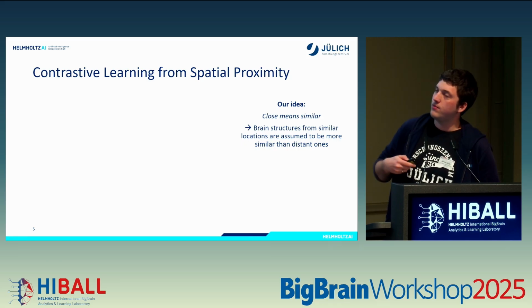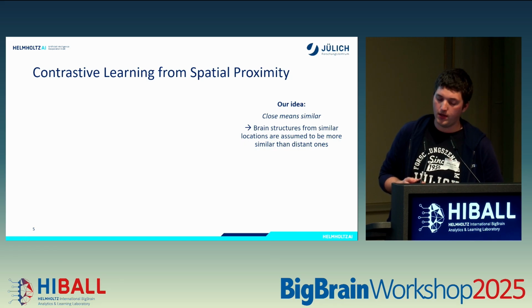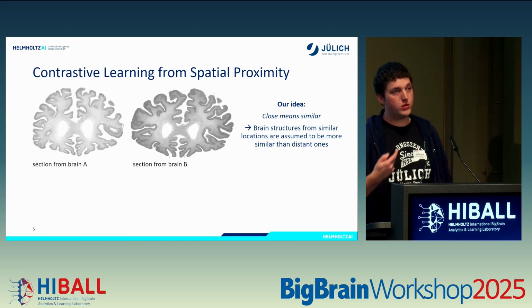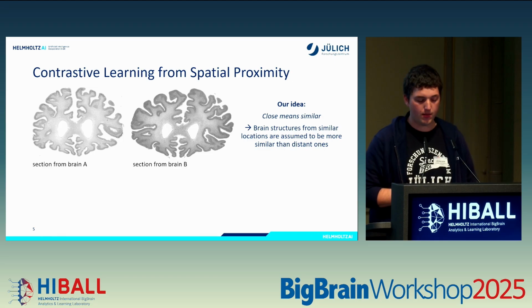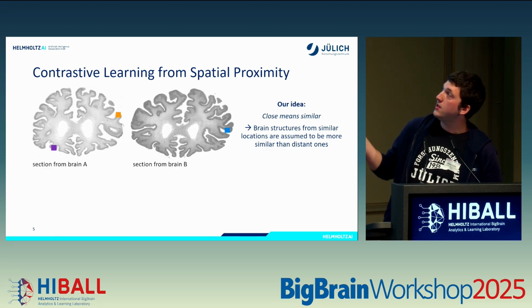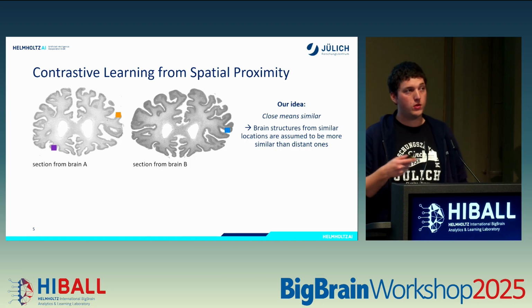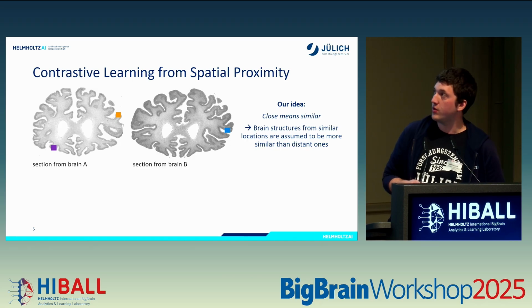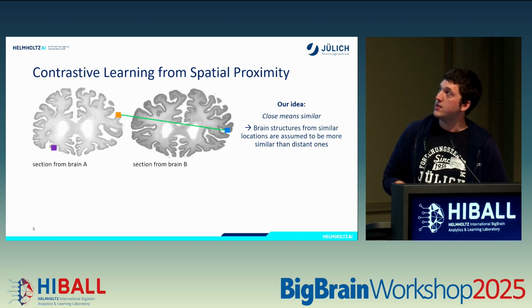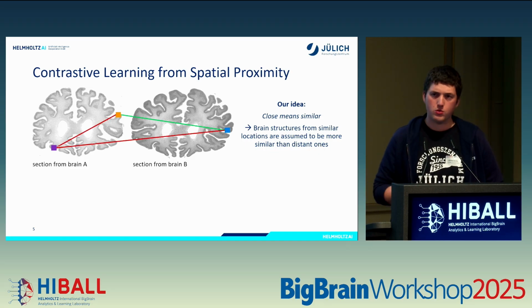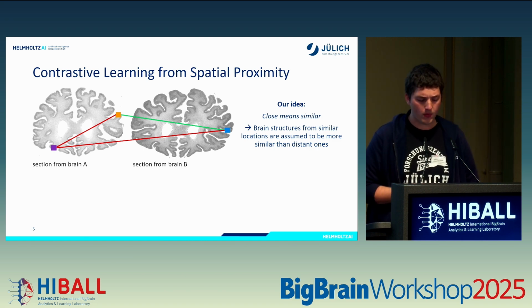But to make this a little bit better understandable, let's have a look at an example. Suppose we have two brain scans from two different brains, but from approximately the same location, and we extract some image patches. And we see that the blue and the orange one are, even though they are in different brains, quite close to each other, while the purple one is a little bit further away. So what we say now is that blue and orange should be encoded in a similar way, while the purple one should be encoded in a different way.